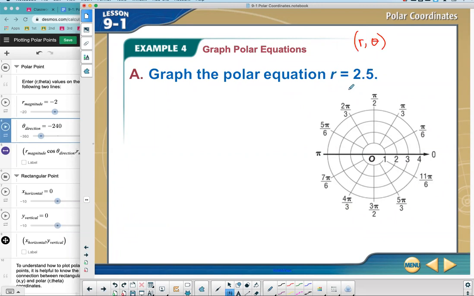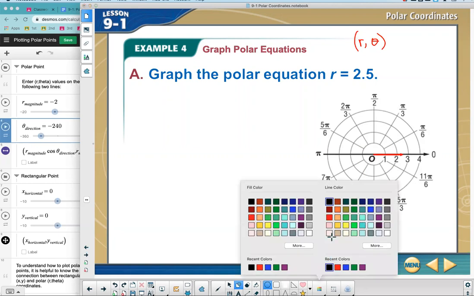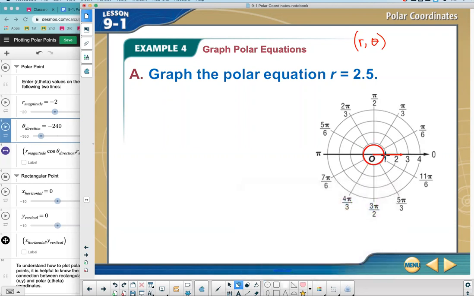If they only give you an r, what it means is the theta does not matter. This is true for all thetas. You have a radius of 2.5. So that means, let me show you by looking at a vector. If you have a radius of 2.5 or a magnitude of 2.5, what it's saying is it doesn't matter what the theta is, you always have a magnitude of 2.5. So said another way, it's a circle. It's a circle that happens to have a magnitude of 2.5 or a radius of 2.5, just like that. That would be the graph of r equals 2.5.